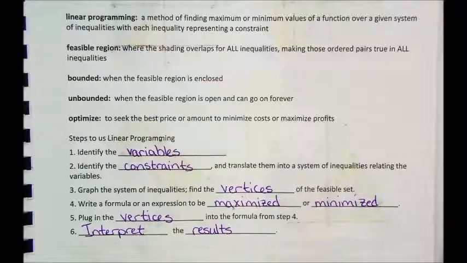Those steps are to identify the variables, identify the constraints, and translate them into a system of inequalities relating the variables. Then we're going to graph that system of inequalities and find all of the intersections that make up the feasible region, our vertices. Then we're going to write a formula or an expression to be maximized or minimized. We're going to plug in those vertices into that formula from step 4, and then we're going to interpret our results. So for example, if we're looking for maximized profit, we're going to look for the maximum. If we're looking to minimize our cost, then we're going to look for the minimum.